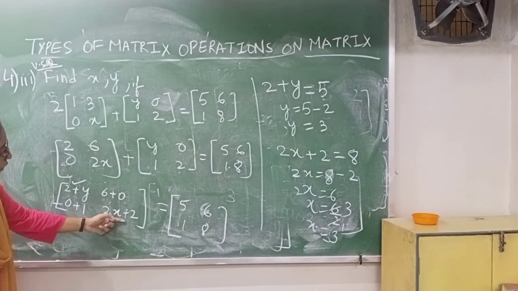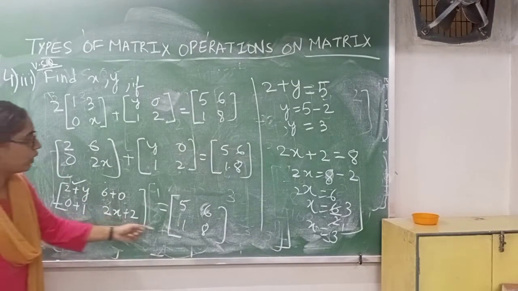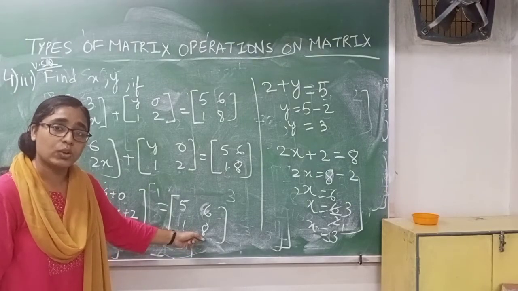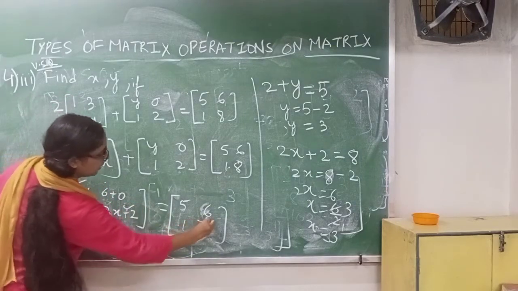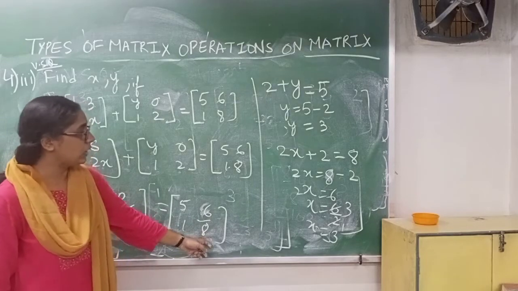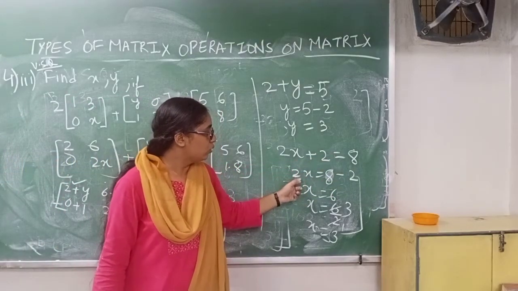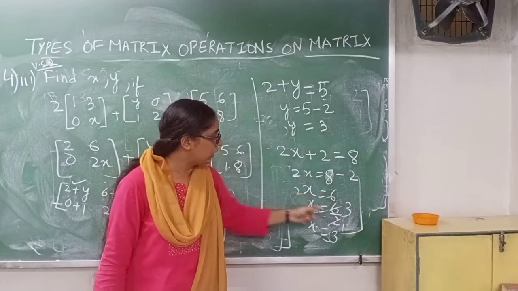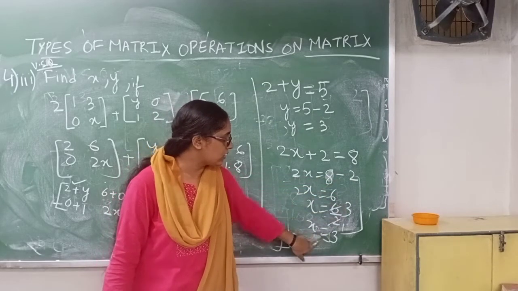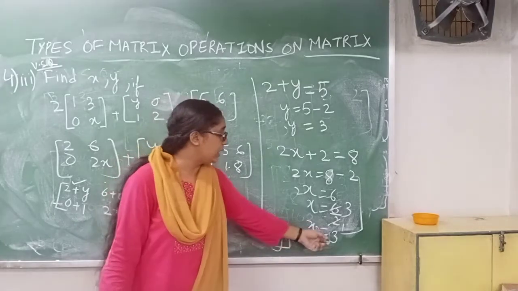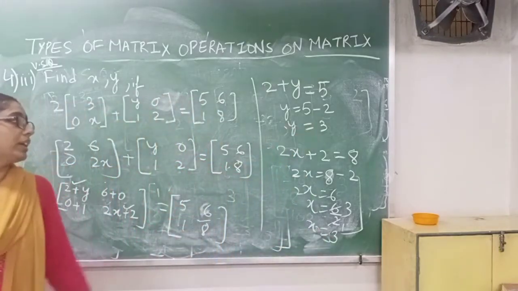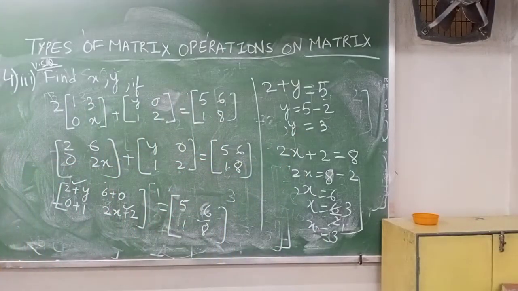Now here you can see the fourth element is 2x plus 2, and here it is 8. So we can equalize this one with this one. So 2x plus 2 equals 8, plus 2 will come minus 2, 8 minus 2 is 6, this 2 will come now, 2 3s are 6, so x value is 3. That means x value we are getting 3 and y value we are getting 3, same.